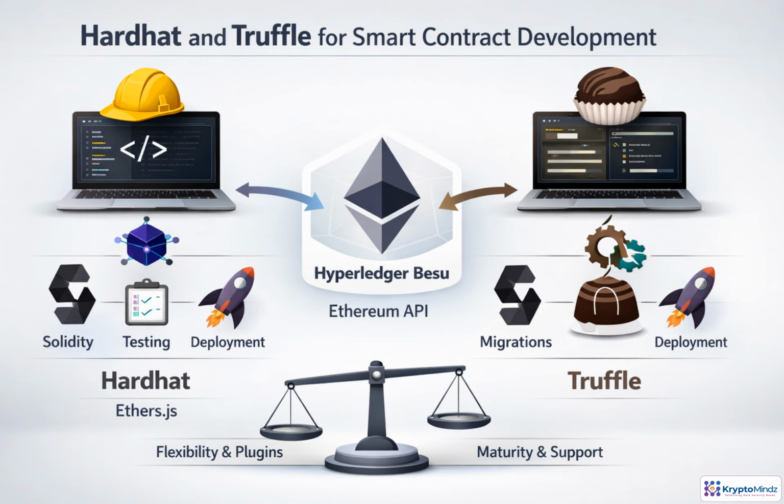Hardhat and Truffle solve the same core problem: compiling, testing, and deploying Solidity contracts against Besu through Ethereum-compatible APIs. Hardhat is often favored for newer projects because it is flexible, plugin-driven, and commonly paired with Ethers.js. Truffle offers a more established workflow, especially around migrations and long-running enterprise practices. In most cases, the choice is less about raw capability and more about team standards, project structure, and tooling familiarity.